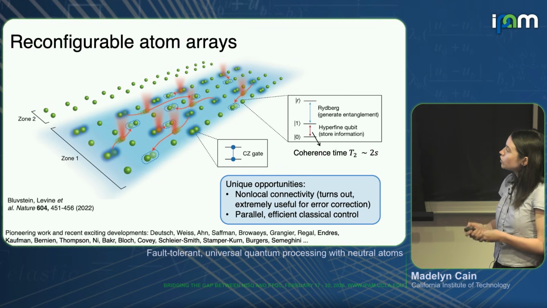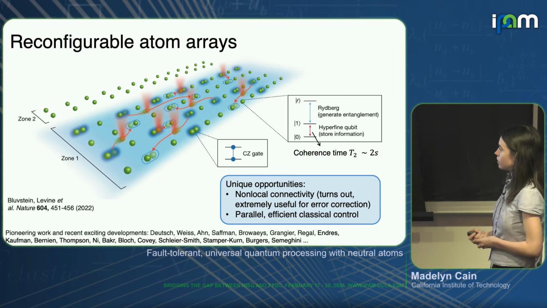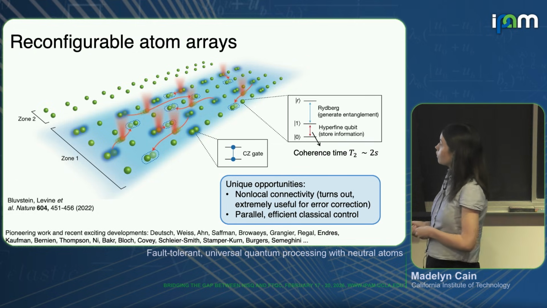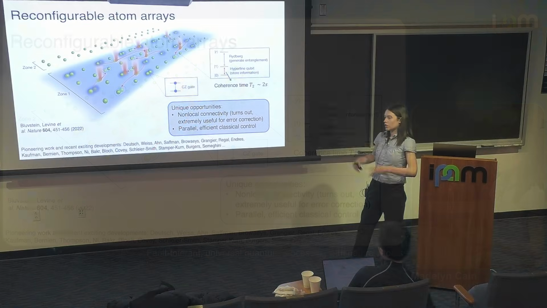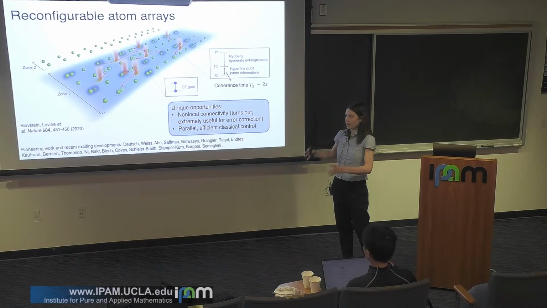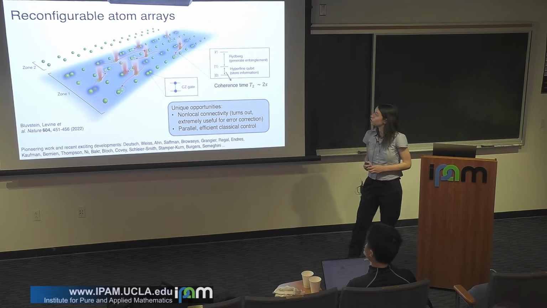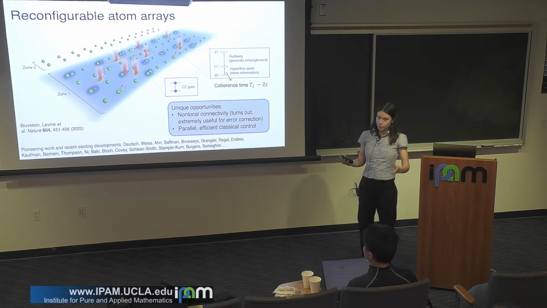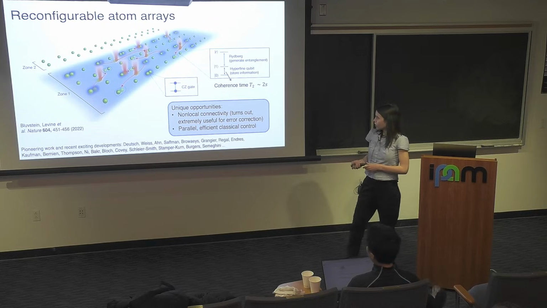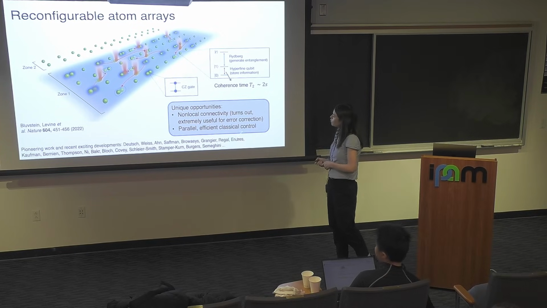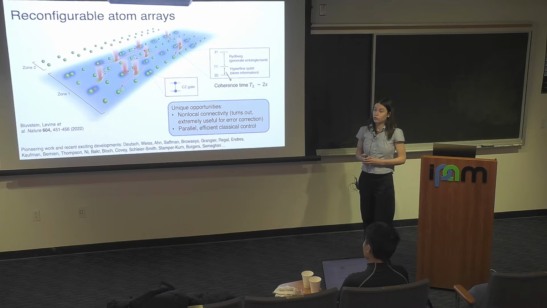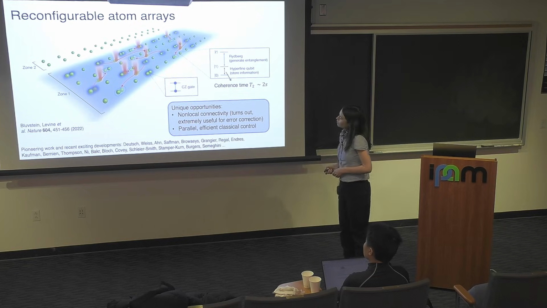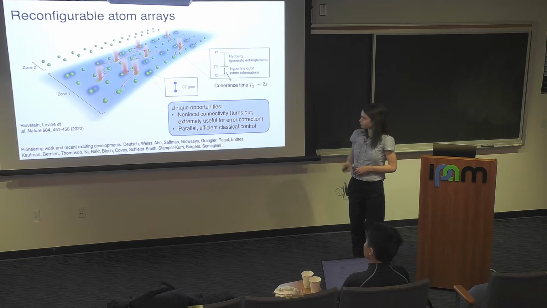Now, one really unique opportunity in this system that I want to emphasize, especially in the context of quantum error correction, is that of non-local connectivity. In particular, using a beam of light, we can pick up a group of atoms and rearrange them in parallel during the computation. By doing this, we can generate gate connectivity between any pair of qubits that we like. As it turns out, this is extremely useful for quantum error correction, in particular realizing codes with higher encoding rates. But it's also, as we'll see, very beneficial for doing logic gates as well.